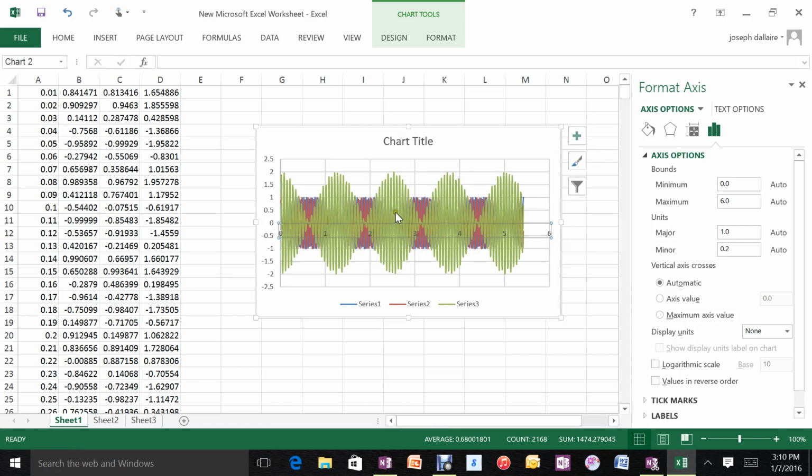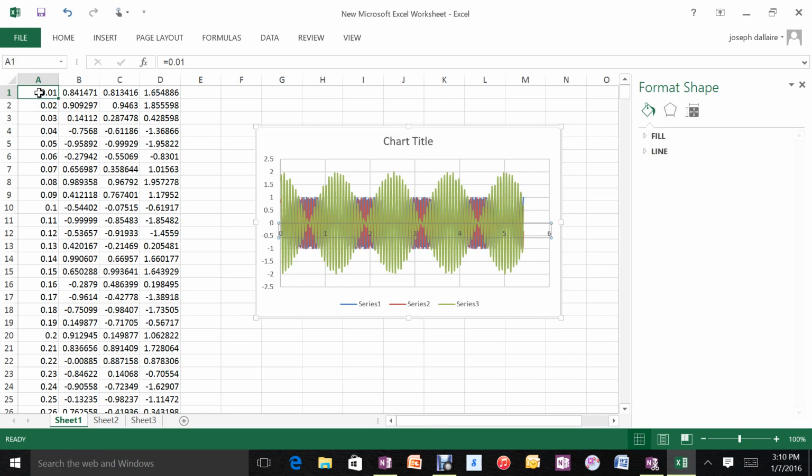Here, what we can see is three functions that I've plotted. This is simply a counter I've made go 0.01, 0.02, and so on. This is a sine function whose frequency is given by this 100, so 2 pi f would be 100. And here, 2 pi f would be 95. So 100 and 95. Very similar, but not exactly the same. This column gives the resultant wave that occurs when these two waves interfere.